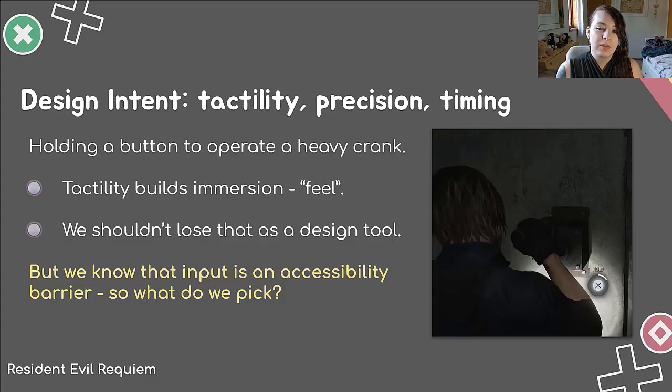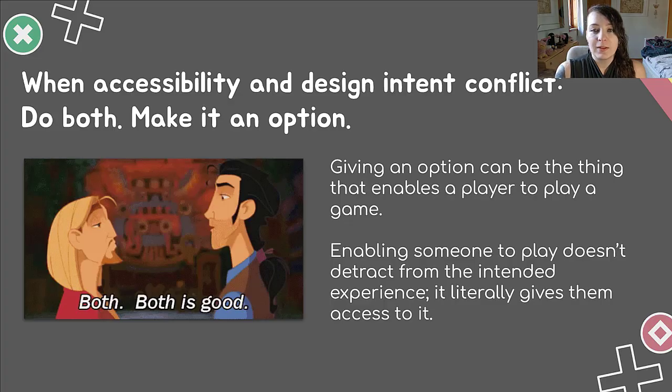But when we know that that input that we want to use is an accessibility barrier, what do we pick? Both. When accessibility starts to conflict with design intent, that is the best time to make it an option. Giving an option can be the thing that enables a player to play a game on their terms. Enabling someone to play doesn't detract from the intended experience. It literally gives them access to it. Detracting from that experience would be preventing someone from experiencing it at all.